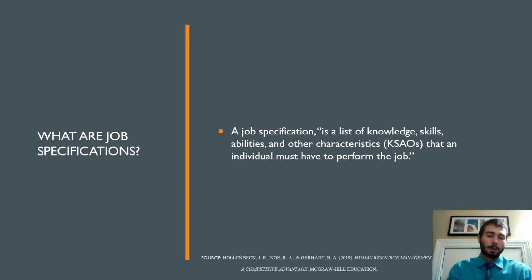Okay, so job specifications, our textbook defines it as a list of knowledge, skills, abilities, and other characteristics, KSAO, that an individual must have to perform the job. These are like qualifications. Examples include prior education, which is a good one for knowledge. That can include what degree you got, or if you got a master's, if you will.